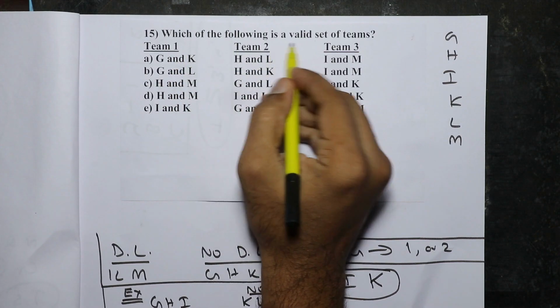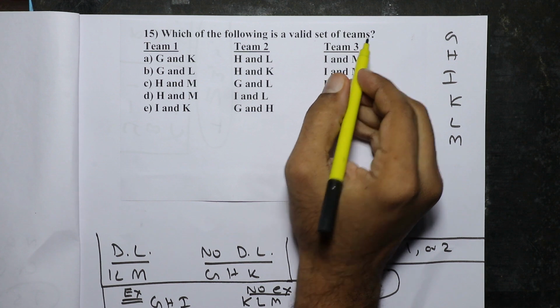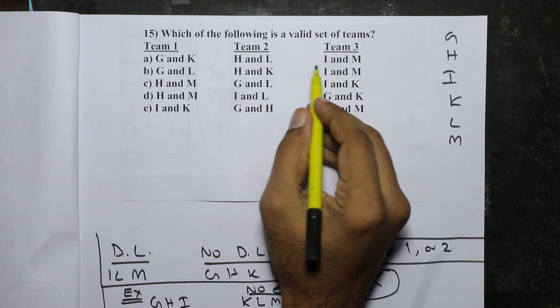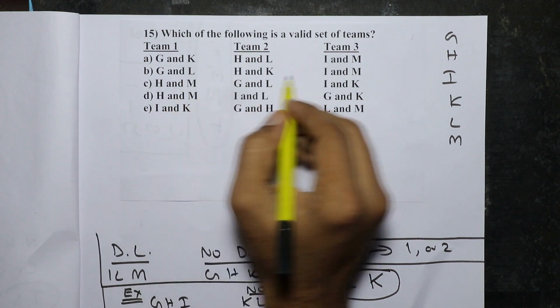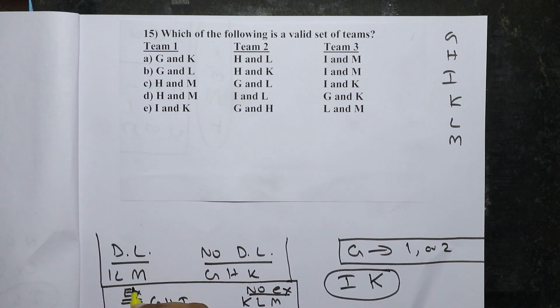Which of the following is a valid set of teams? So we'll eliminate all the teams which are not possible. Now one condition is that I, L, and M, they are the 3 people who have a driving license, and each team should have one person who has a driving license, which means that I, L, and M should all be in different teams. So if you take any one team, that team should contain either I, L, or M. One of them should be there. So let us eliminate the teams which do not satisfy this condition.